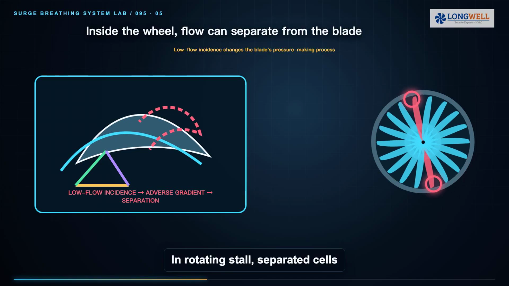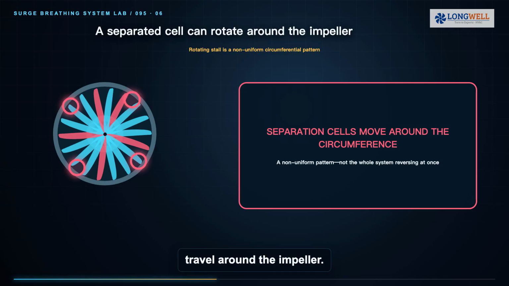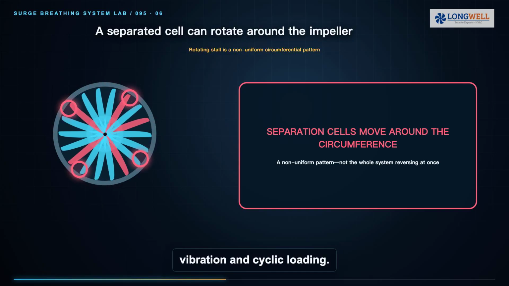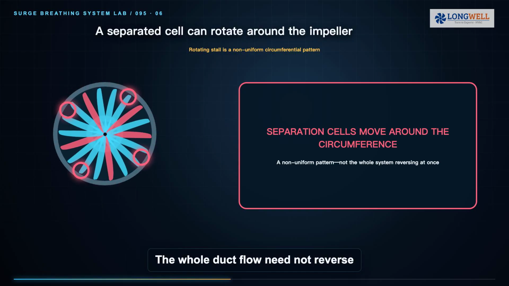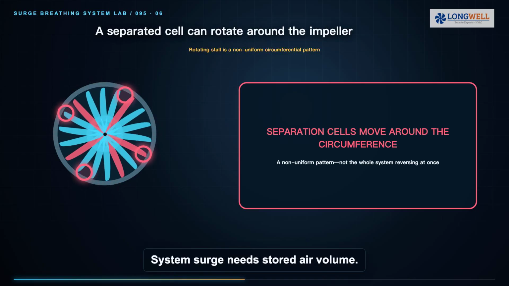In rotating stall, separated cells occupy parts of the circumference and travel around the impeller. They can create subsynchronous sound, vibration, and cyclic loading. The whole duct flow need not reverse at once. That distinction matters. System surge needs stored air volume.